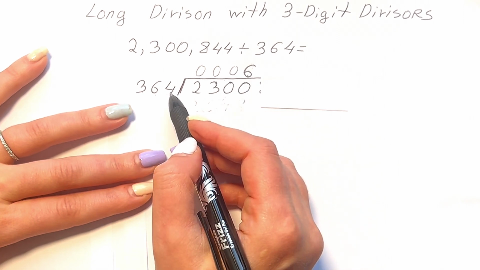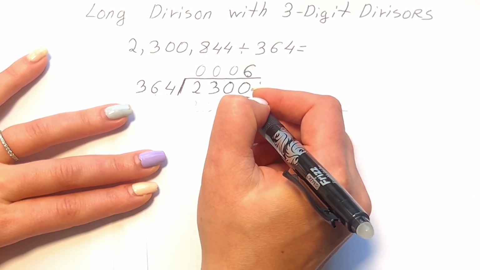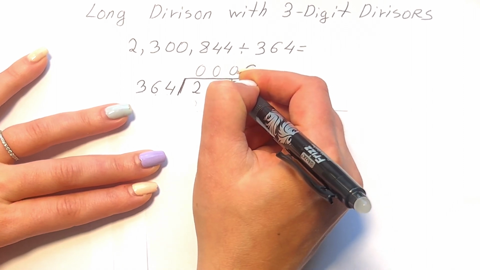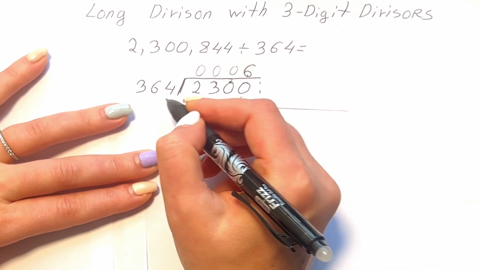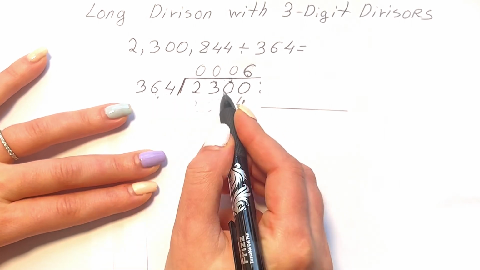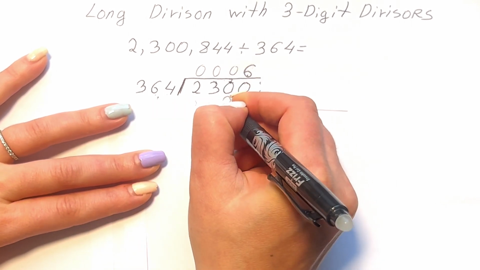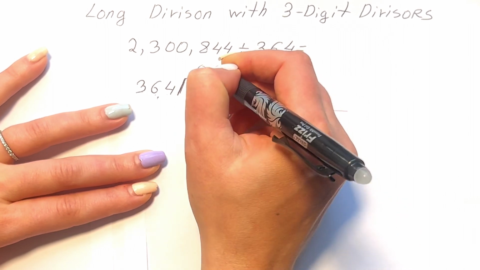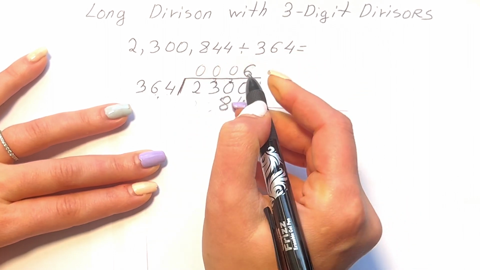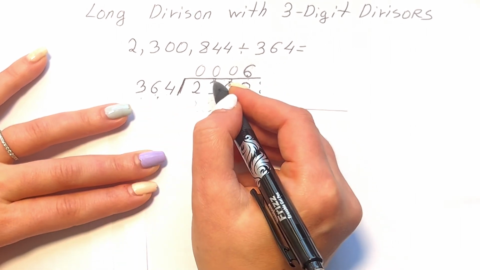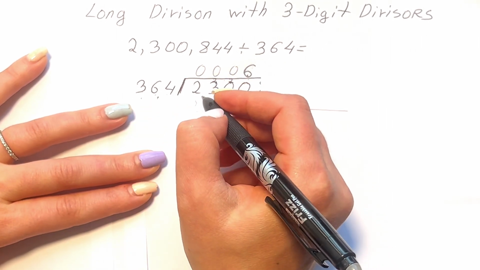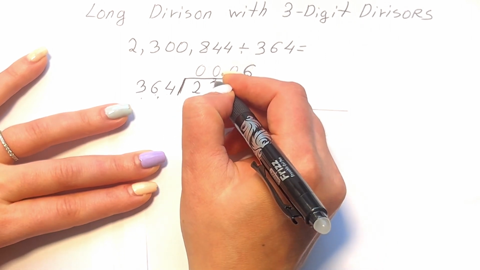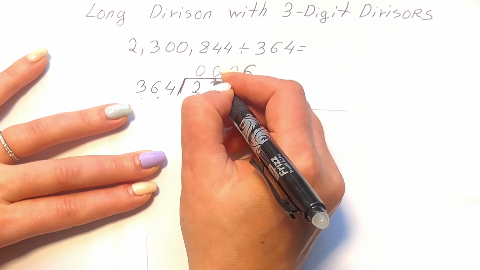6 times 4 is 24. I'm gonna put the 4 and carry 2. 6 times 6 is 36. 2 more will be 38. I'm gonna put the 8 and carry 2. 6 times 3 is 18. 2 more will be 20. Oh, 3, I'm so sorry. 3 more.